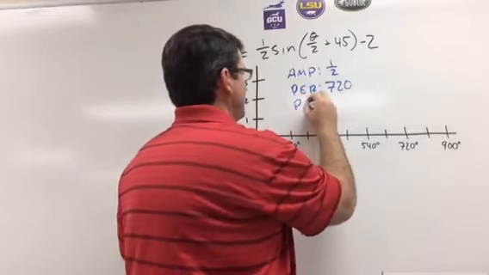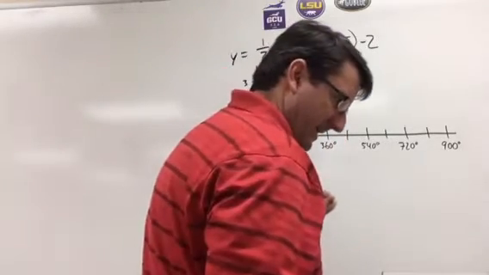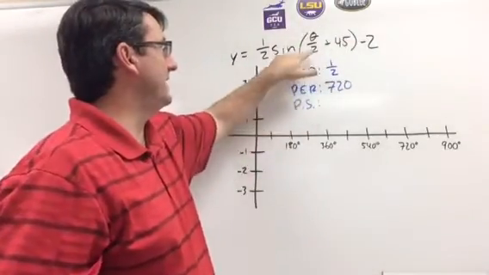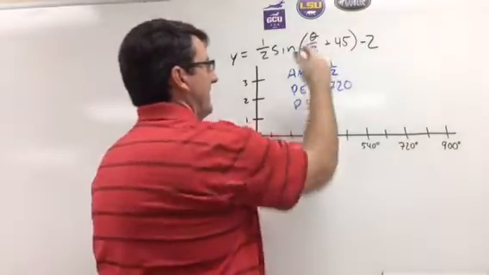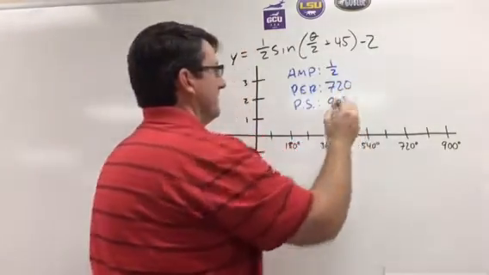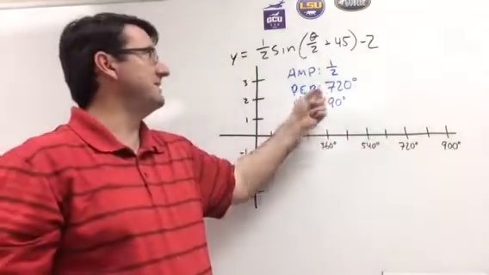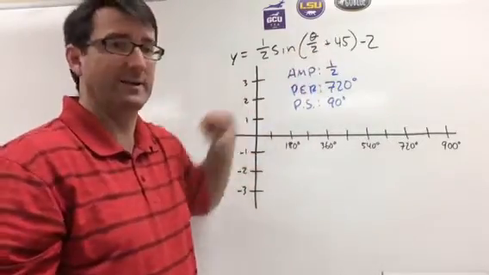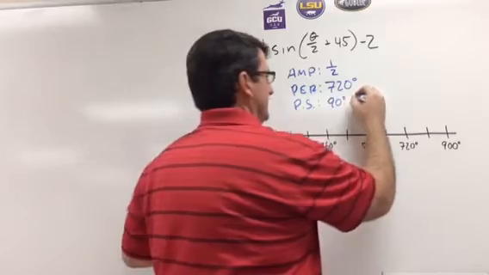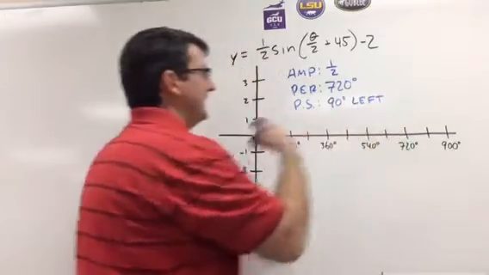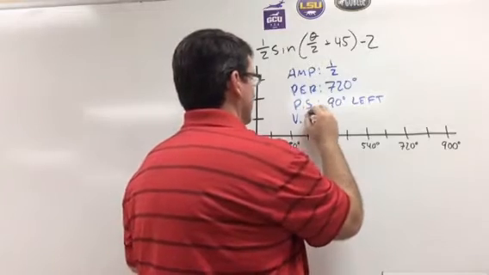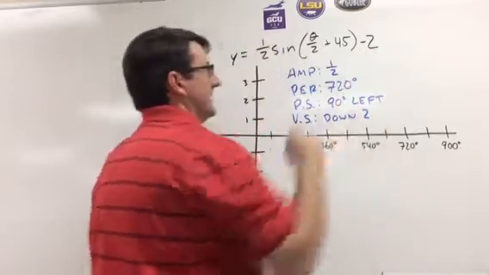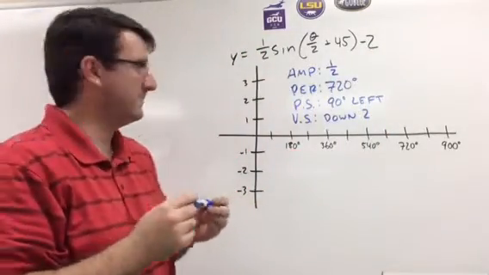Okay, and then the phase shift is going to be this number here divided by that 1/2. So 45 divided by 1/2 is 90. So 90 degrees is the phase shift. Remember that the phase shift goes the opposite direction of what we would expect. So since we're adding here, this is going to shift to the left. So this 90 degrees to the left is the phase shift, and then the vertical shift is going to be down 2, because of this -2 out here at the end.